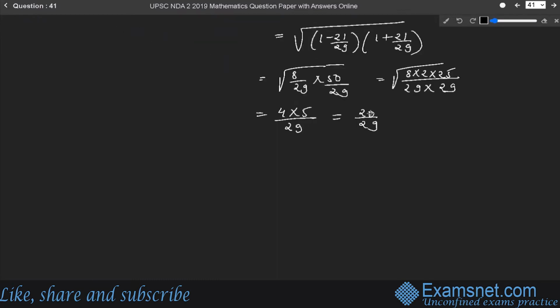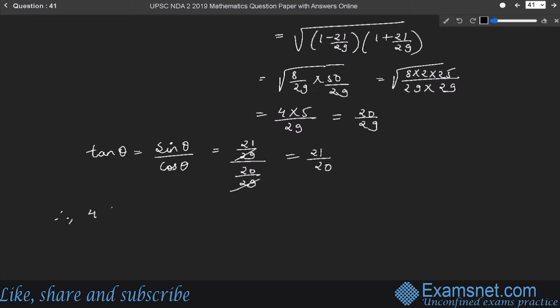Now we can find the value for tan theta. Tan theta will be equal to sin theta upon cos theta. So this will be equal to (21/29) divided by (20/29). This will be cancelled and it will be equal to 21/20.